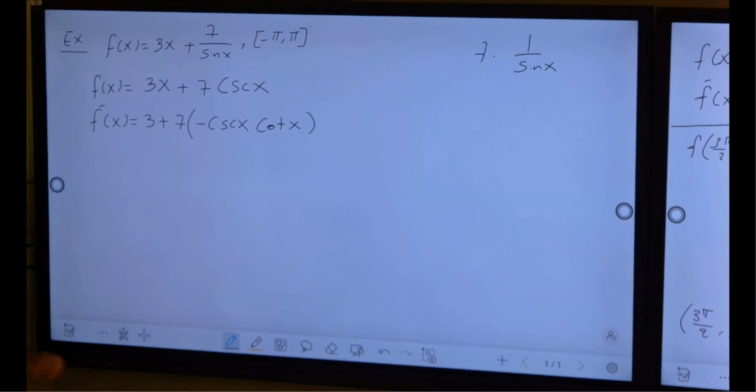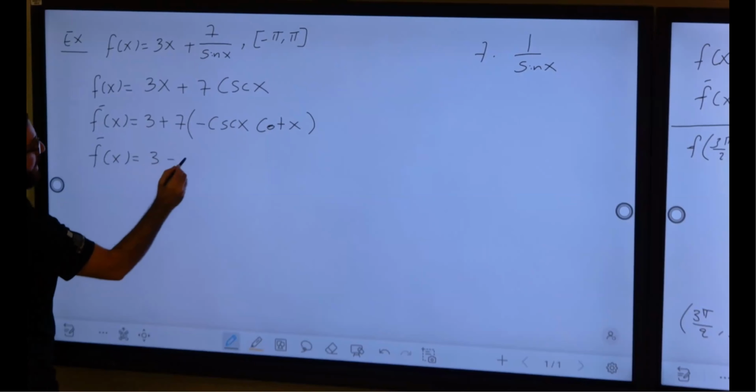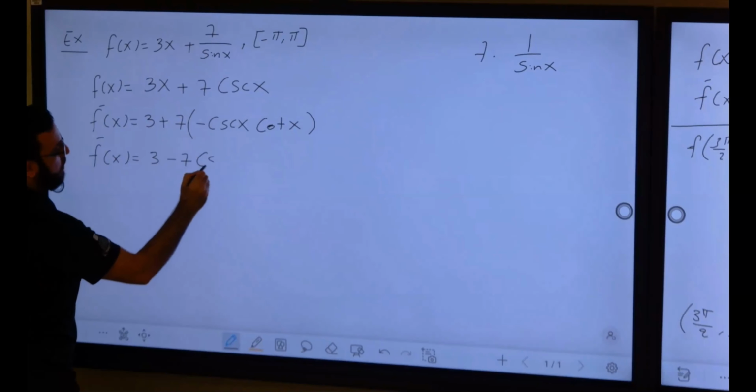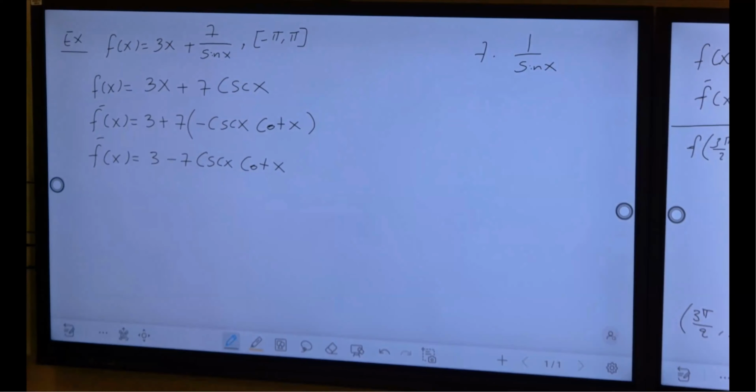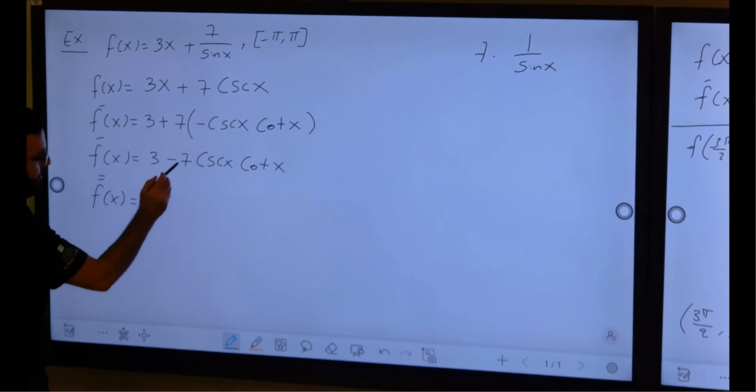Okay. Check what's gonna happen. Now I'm just gonna rewrite this one again. So it's going to be 3 minus 7 cosecant x cotangent x. Yes or no? The second derivative of x equals what? This is 0.